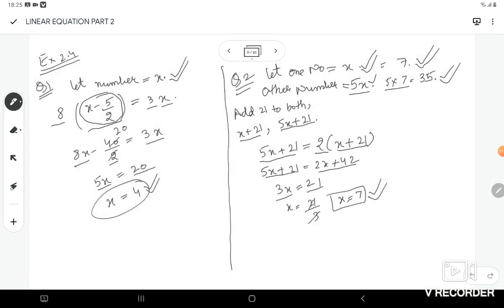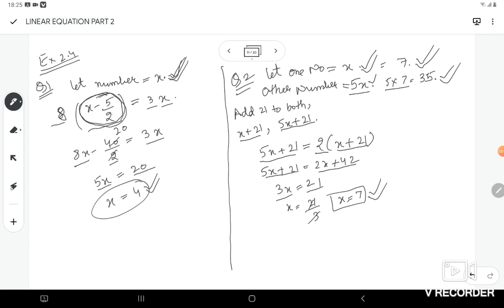Now let's solve some of the questions of exercise 2.4. The question says, Amina thinks of a number and subtracts 5 by 2 from it. Let us think of the number as x, and on subtracting 5 by 2 from it, we get x minus 5 by 2. The next statement says she multiplies the result by 8. So on multiplying by 8, we get 8 times in bracket x minus 5 by 2.